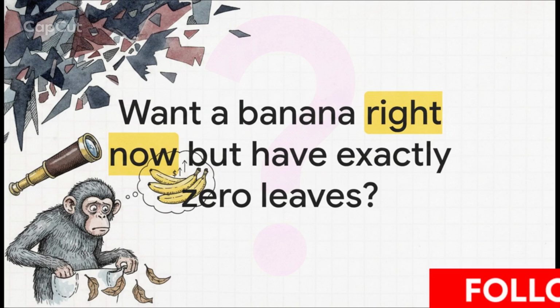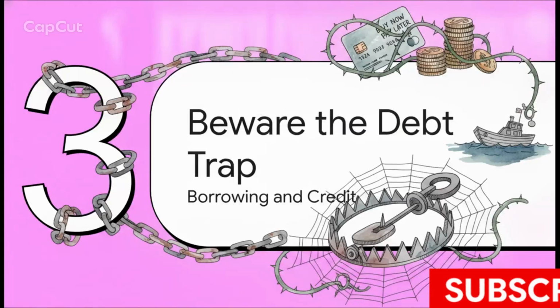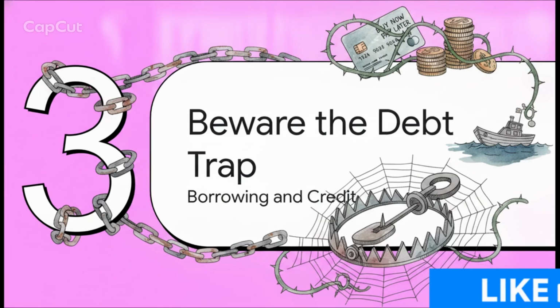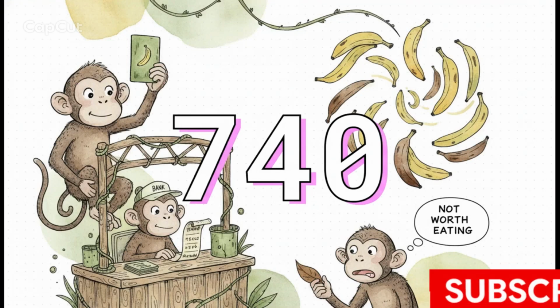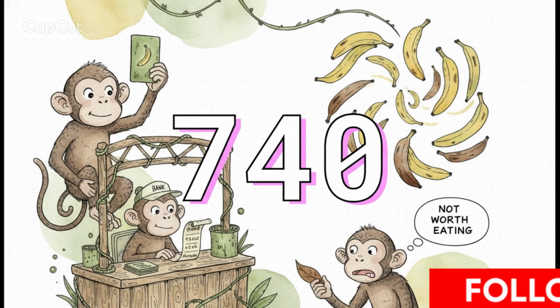But let's zoom in for a second. What if an everyday monkey is looking at these crazy high prices, wants a banana right now, but has absolutely zero leaves in their pocket? That brings us to section 3, beware the debt trap. Time to talk about borrowing and credit. Look, when monkeys want bananas now, they head straight to the monkey bank for a leaf card. But the bank doesn't just hand these things out to anyone. They track a monkey's trustworthiness using a credit score.